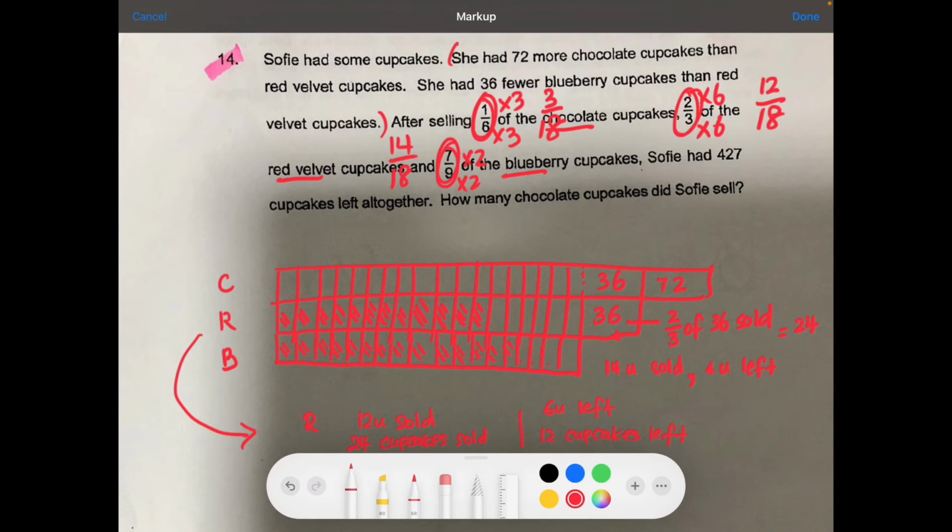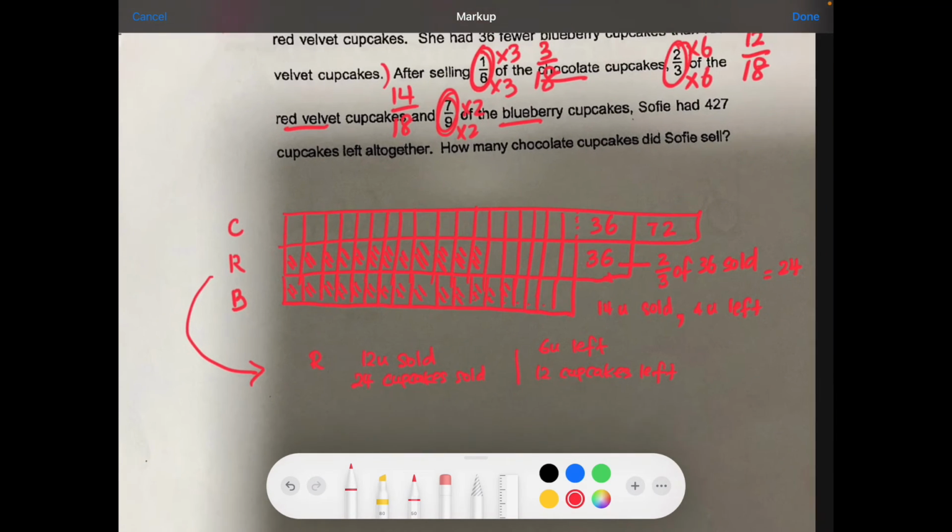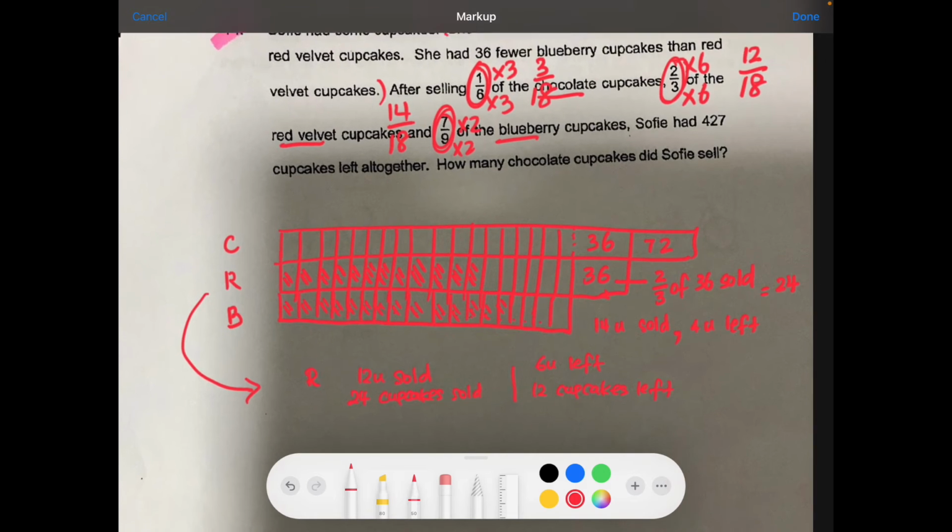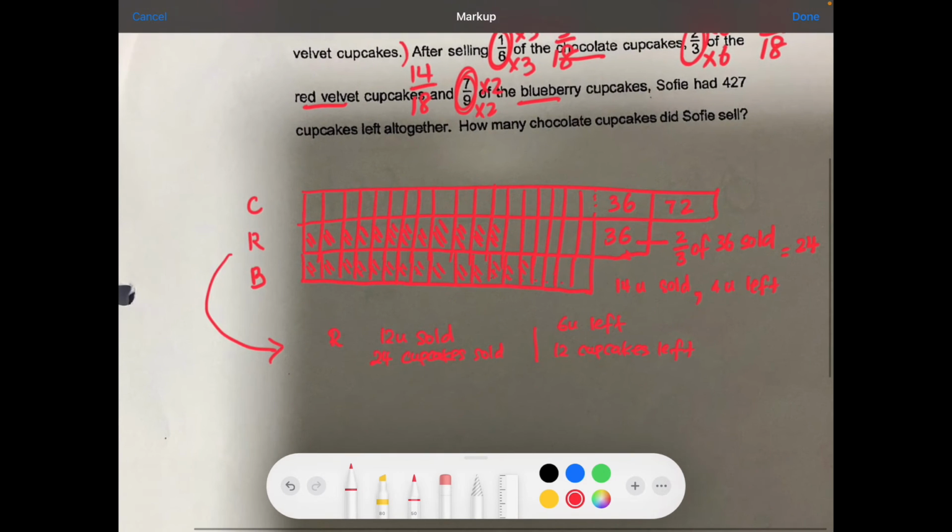So now I'm going to go to my next one, which is the chocolate. Chocolate, it says that is 1/6. 1/6 means that there are 3 parts that are being sold. So let me branch out here. Over here will also need to be 1/6 of 36 plus 72 that is sold. So this is 1/6 times 108. You can use your calculator. 108 divided by 6, you will get 18.